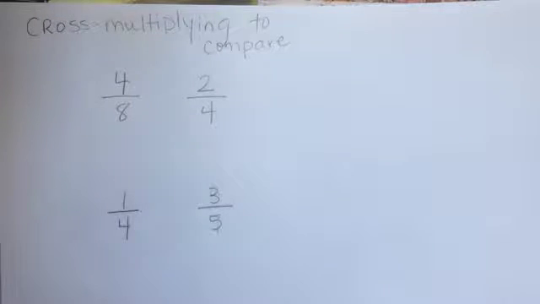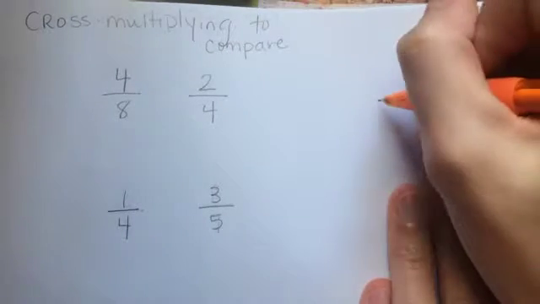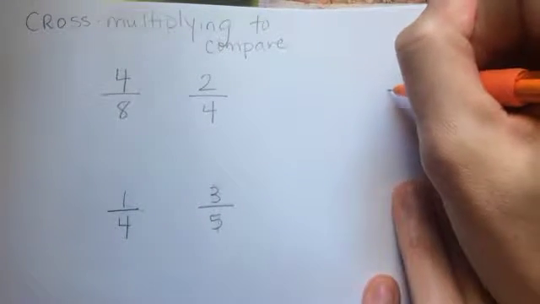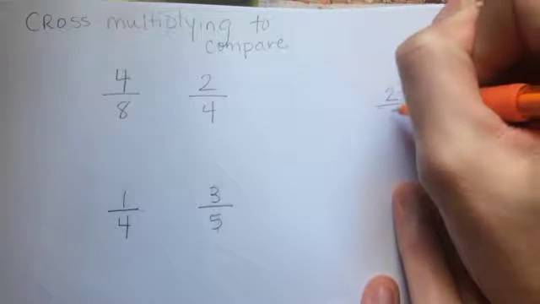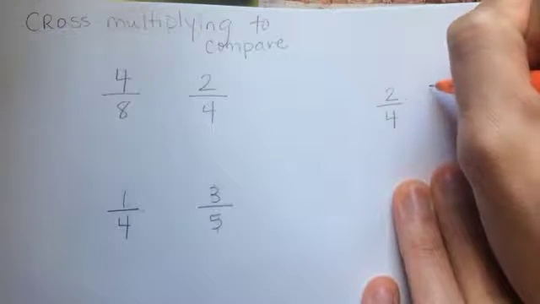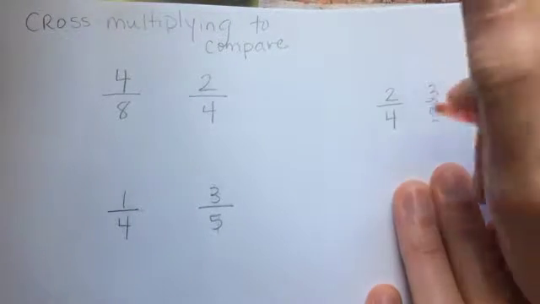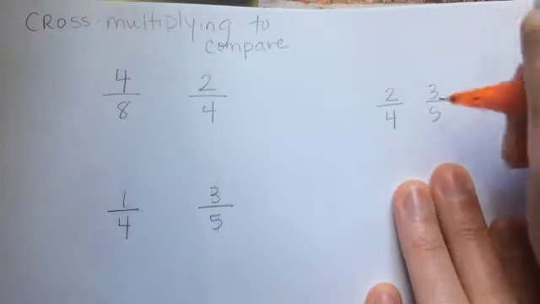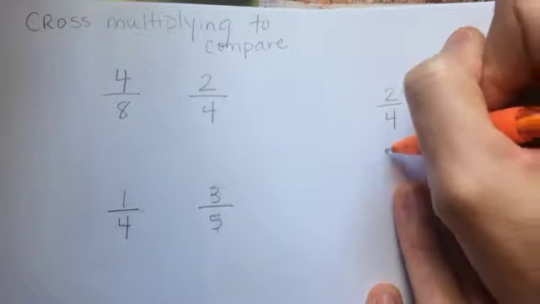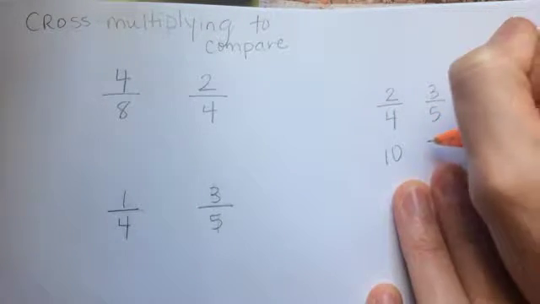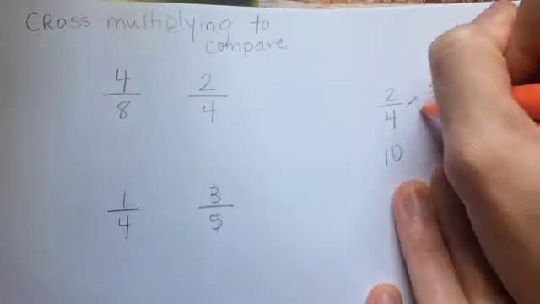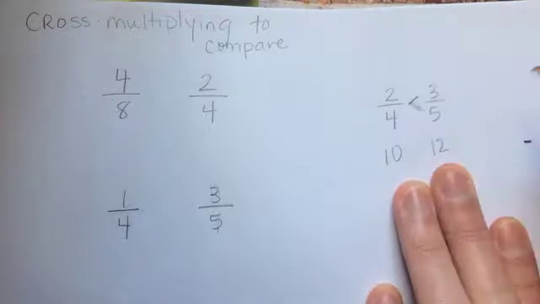Hey friends, so today we're going to talk about cross multiplying to compare and why it works. When I was in school, I basically learned that I was supposed to do something called cross multiplying, and it would help me determine which fraction was greater, which one was less, or if they were equal. So I would say 2 times 5 is 10, and 3 times 4 is 12, so that means that this fraction is greater because it has a 12 right there.